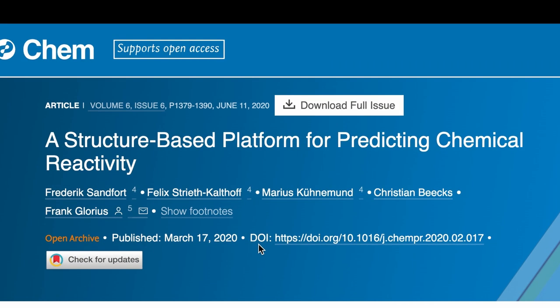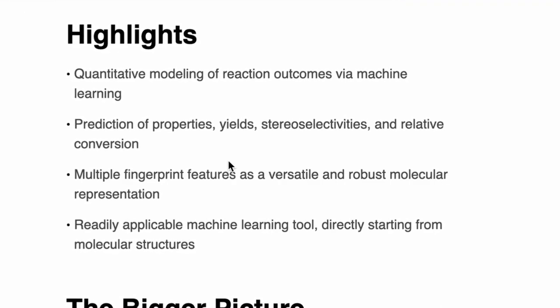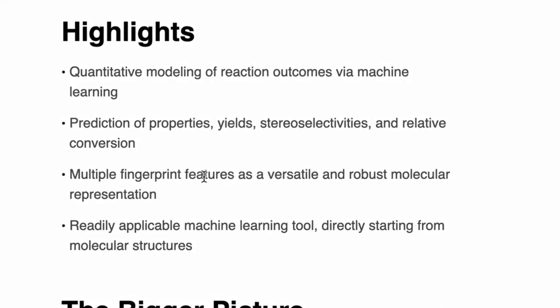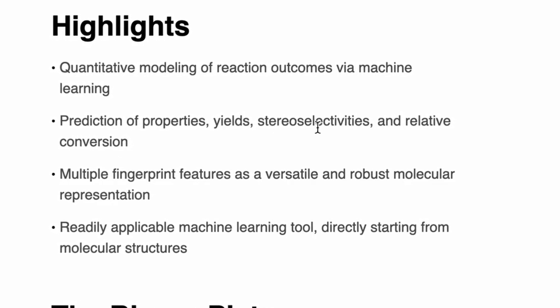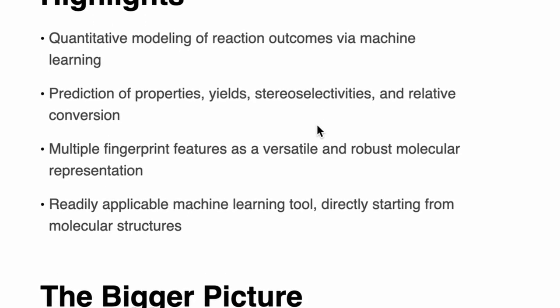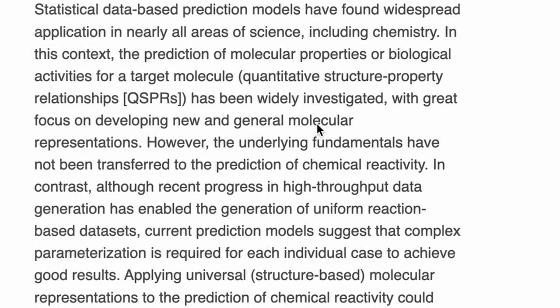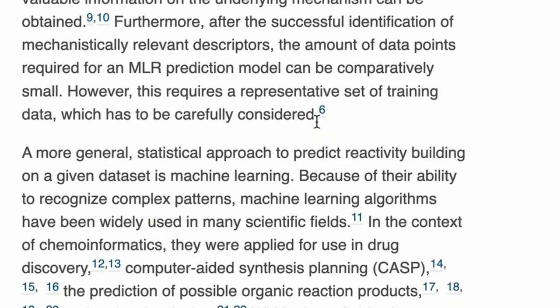So this paper was published in JACS in the year 2020 by Sandfort, Glorius and their co-workers. The title was Structure-Based Platform for Predicting Chemical Reactivities. The highlight of this paper is that they have used multiple fingerprint features for predicting various properties such as yields, stereoselectivities, relative conversion, and HOMO-LUMO gaps. In this particular video, I'm just going to be talking about the dataset which has the HOMO-LUMO gap energies.